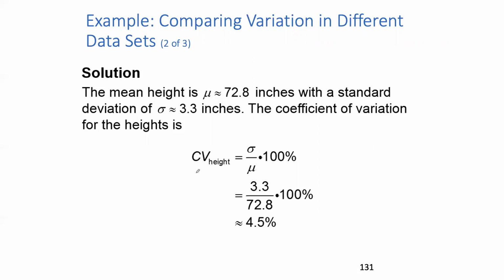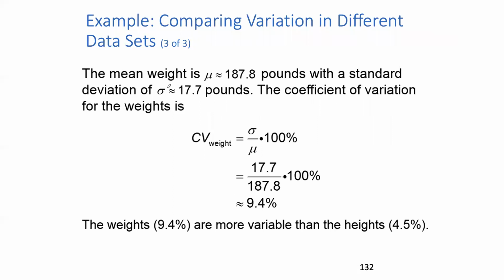So the coefficient of variation of the height is the standard deviation, which is 3.3 over the mean, which is 72.8, times 100%. So I can see that it is 4.5%. Similarly, I can calculate this for weight, right?